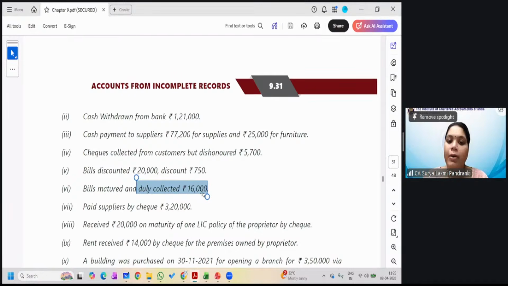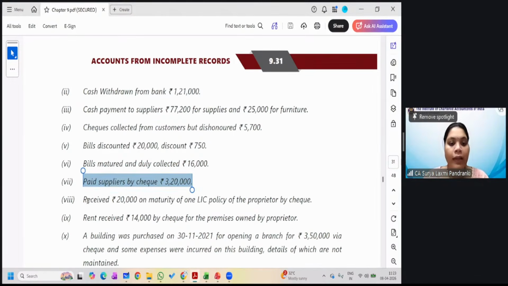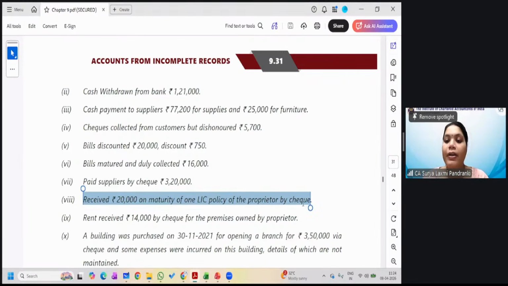So you received an amount of 16,000 for that bills. Then you pay to suppliers by check. Then you receive 20,000 on maturity of one LIC policy of the proprietor by check. Now, this amount of 20,000 received as a maturity of LIC policy is like an additional capital that is brought in. Agreed, everyone?